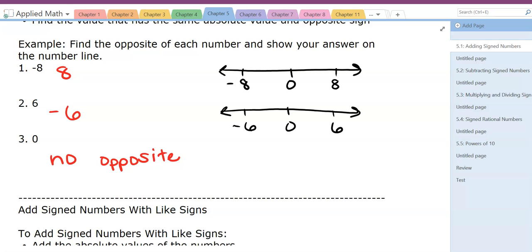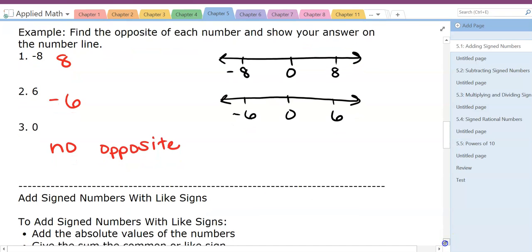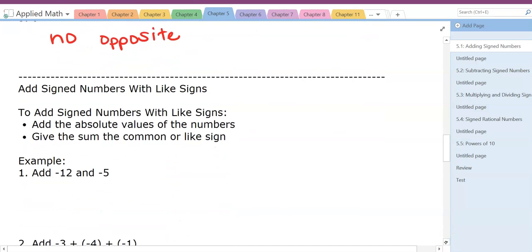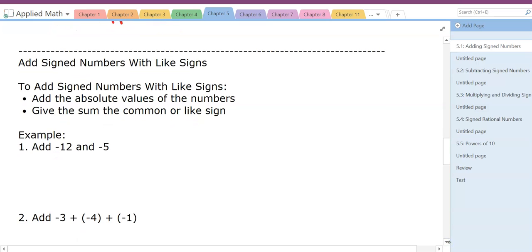Okay, so we're going to get into adding now. So adding numbers, if they have like signs, you add the numbers like normal. So you do 2 plus 3. And if they're both positive, you keep it positive. If they're both negative, you keep it negative. Okay? So for 12 and negative 5, I'm trying to add those. I take 12 plus 5, which would be 17. And the negative sign just follows.